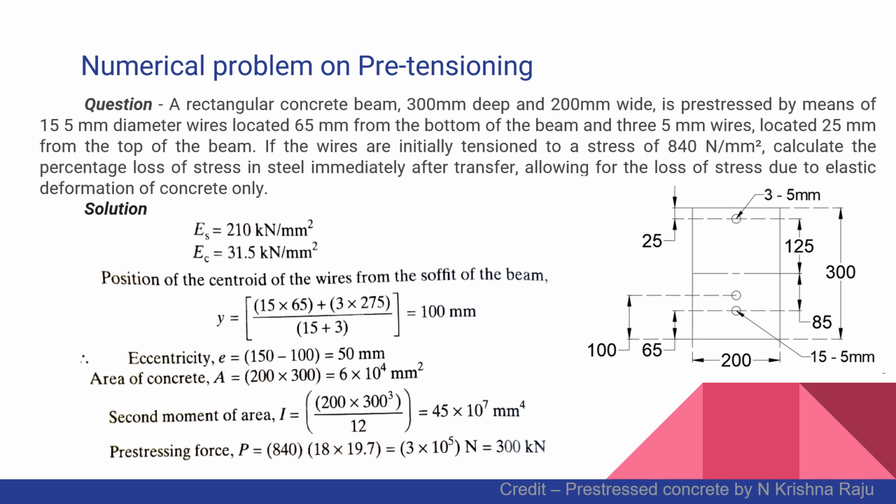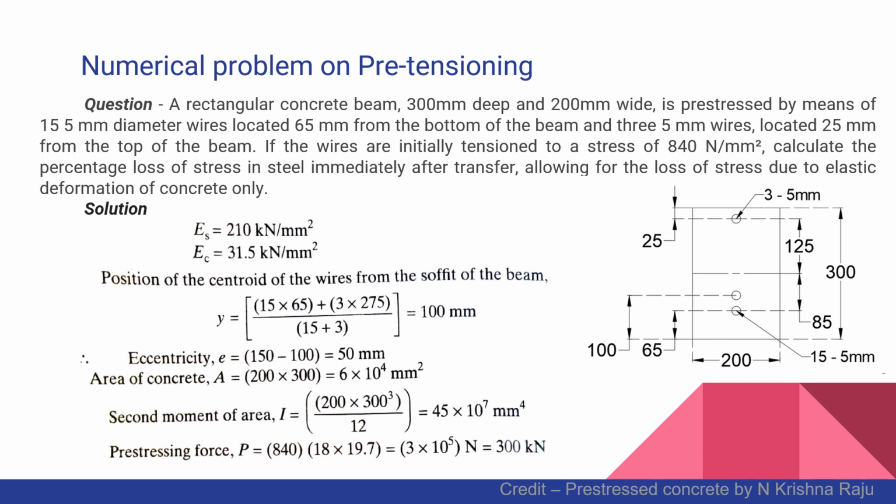The position of centroid of wires from soffit of the beam is calculated as y equals 15 wires situated at 65 mm from soffit plus 3 wires situated at 275 mm from soffit, whole divided by total number of wires, which is equal to 100 mm. Now find eccentricity, which is the difference between the distance of centroid of the cross section from soffit and distance of centroid of steel wires from the soffit. Now which is 50 mm.